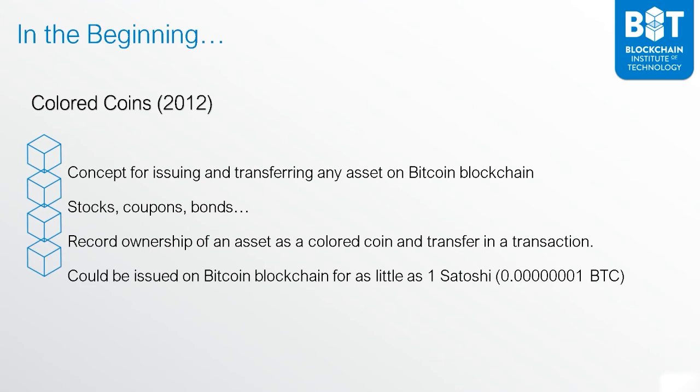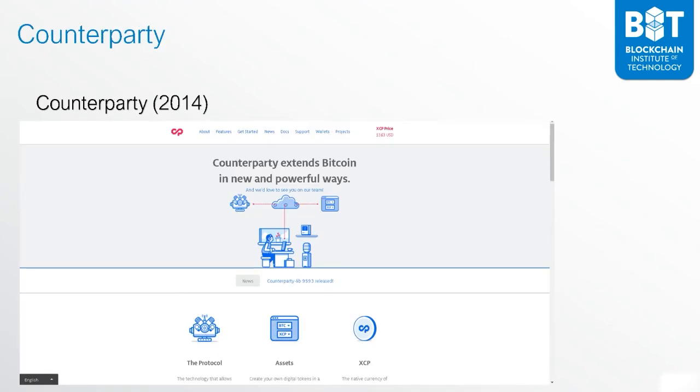Now, these could be issued on the Bitcoin blockchain for as little as 1 Satoshi. That's 100 millionth of a Bitcoin. So this is a very, very effective way to do it, but the technology really didn't get any further because things improved over time. The next step forward was Counterparty. Counterparty came about in 2014, and it's still around. Counterparty is still very popular. For example, Rare Pepes run on Counterparty, and Counterparty is very popular, but it actually came in as an early entrant in 2014.